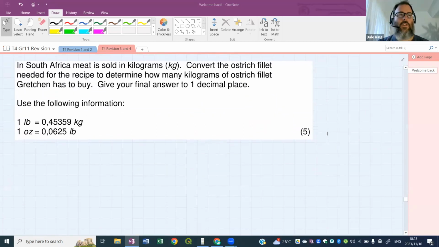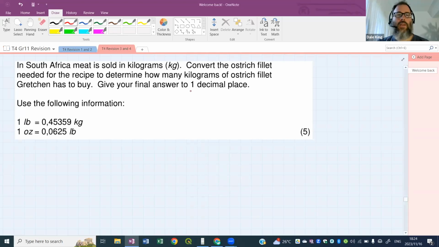Here we go. Here's another scenario. In South Africa, meat is sold in kilograms. Convert the ostrich fillet needed for this recipe to determine how many kilograms of ostrich fillet Gressim has to buy. Give your answer to one decimal place.